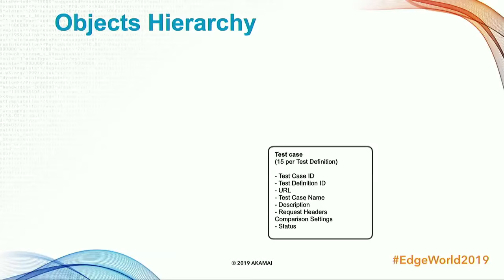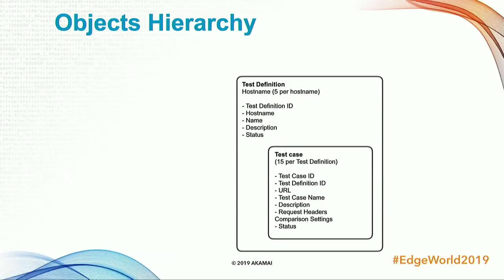The test case is the smallest thing you can have, but you can run one single test case. Every test case should belong to a test definition. You can have 15 test cases per test definition. The information included in a test case is test ID, definition, URL, and some comparison settings, and so forth. On top of it, you have the test definition.